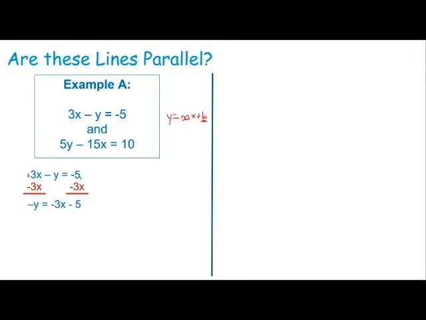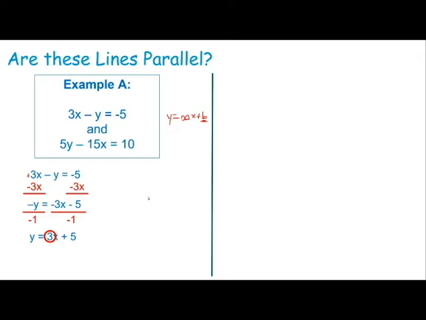Notice I could have written negative 5 minus 3x. I chose to put the negative 3x first because slope-intercept form has the x ahead of the y-intercept. I am not done yet because I still have this negative 1 in front of the y. So I'm going to divide both sides by negative 1, and I get y equals 3x plus 5.